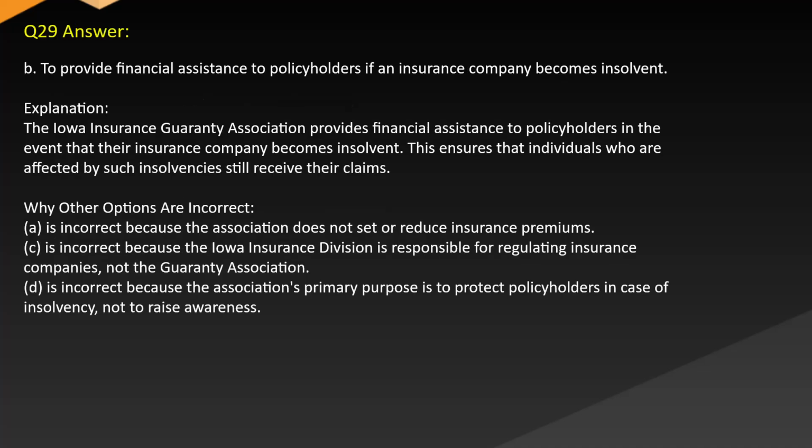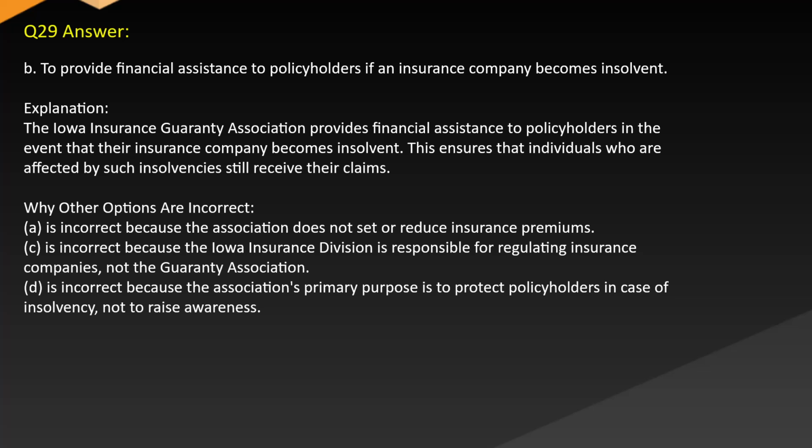Answer: B. To provide financial assistance to policyholders if an insurance company becomes insolvent. Explanation: The Iowa Insurance Guarantee Association provides financial assistance to policyholders in the event that their insurance company becomes insolvent. This ensures that individuals who are affected by such insolvencies still receive their claims. Why other options are incorrect?